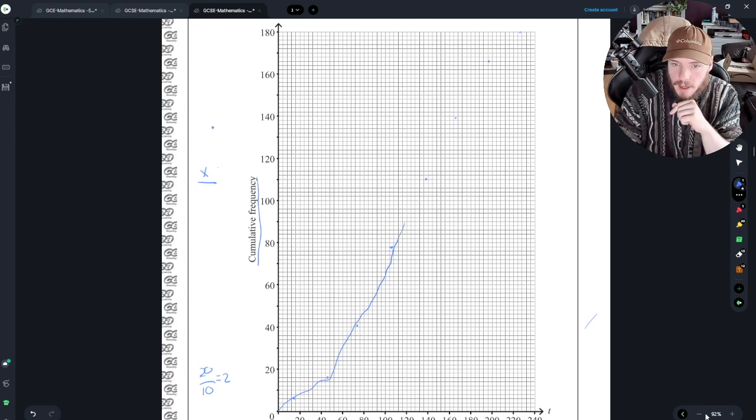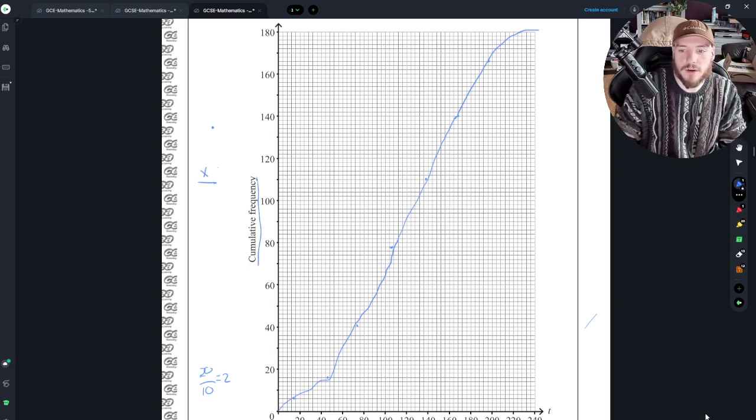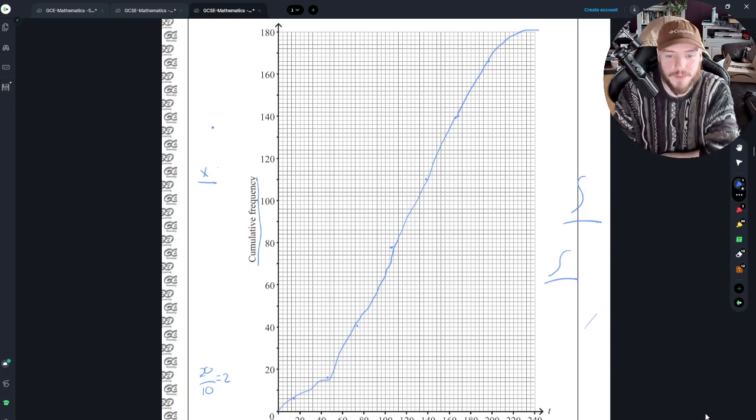Now again, I'm drawing on a drawing tablet and I don't have the best freehand drawing. So your curve will probably look something like an S curve. This is generally what cumulative frequency graphs look like, and you can see it kind of looks like this, and so it does. It's just I'm very bad at drawing it.